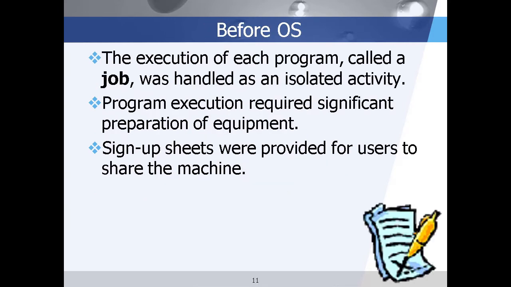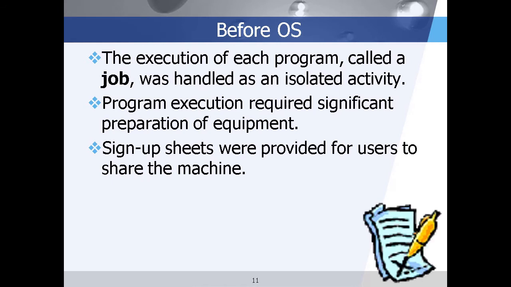Before we had the operating system, we actually ran the program directly on the hardware. The execution of each program is called a job. The job was handled as an isolated activity, meaning that one job would occupy the whole computer. So the computer could only execute one job at a time. During this time, the computers were not shareable.